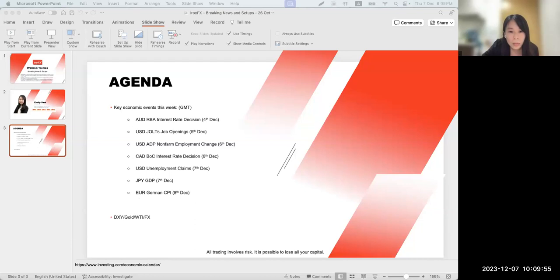And upcoming, actually it's later today, we have the Japanese yen. The Bank of Japan will be releasing their GDP. And for the euro, they will be releasing the Germany CPI on Friday, tomorrow.